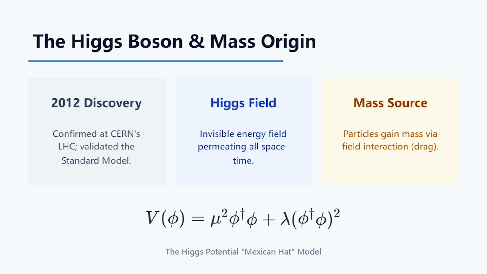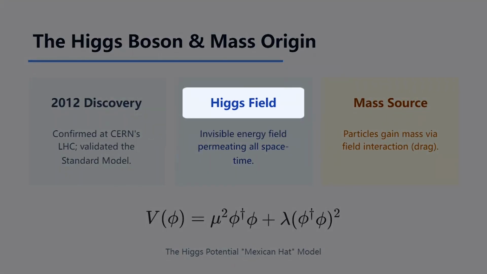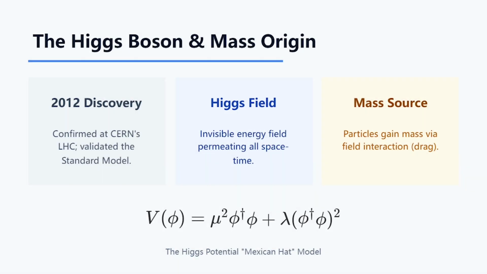The particle itself is actually a ripple in what we call the Higgs field. Unlike other fields, this is an invisible energy field that permeates every single corner of space-time, even in a total vacuum. So, how does it give mass?